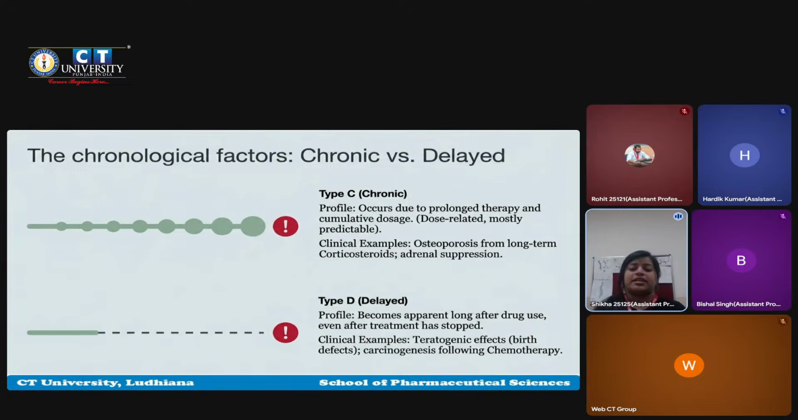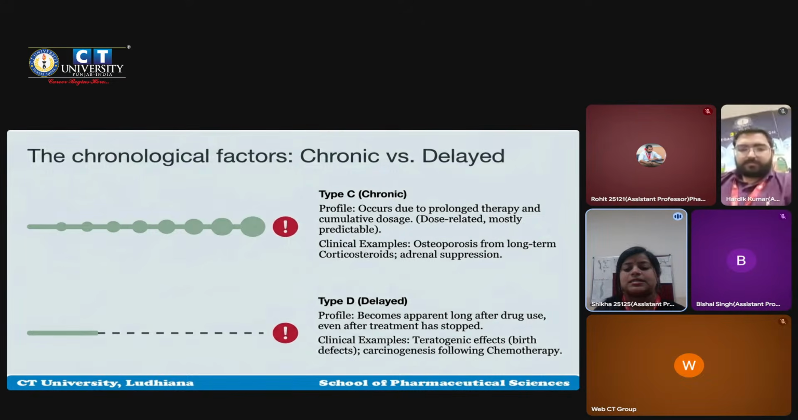Okay, so next are clinical examples, that is teratogenic effect, birth defects, and carcinogenesis following chemotherapy. Means if the person is having chemotherapy, then there could be delayed effects after the treatment is stopped. The patient can experience many of the ADRs, and teratogenic effect means a birth defect, when a fetus or a baby or an infant is born with any kind of problem or disease. So that is teratogenic effect.